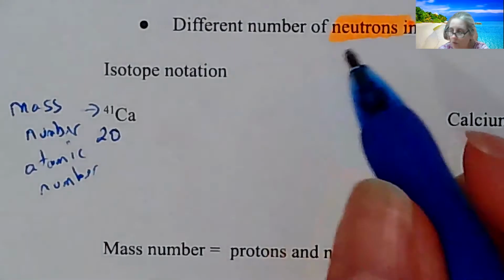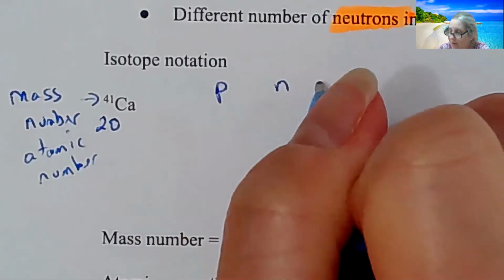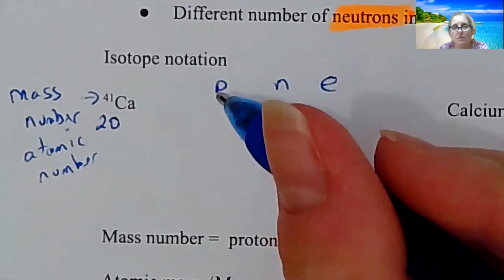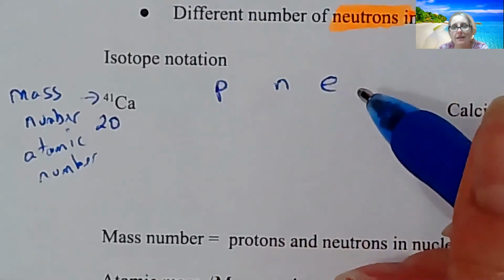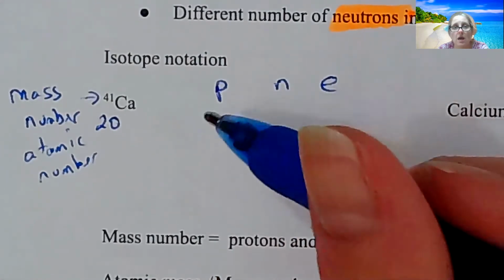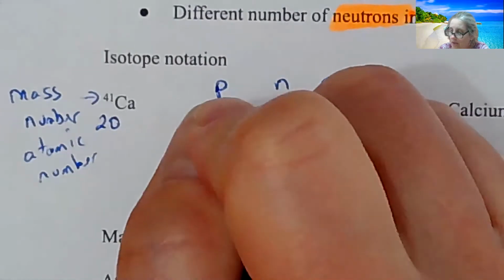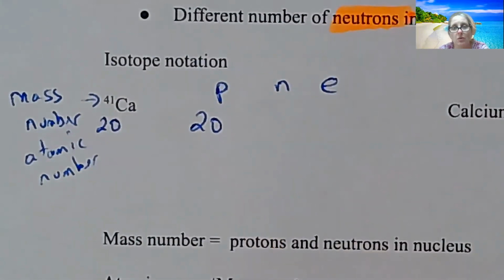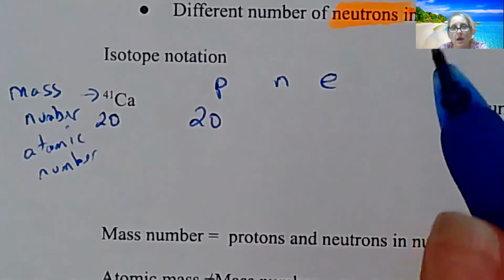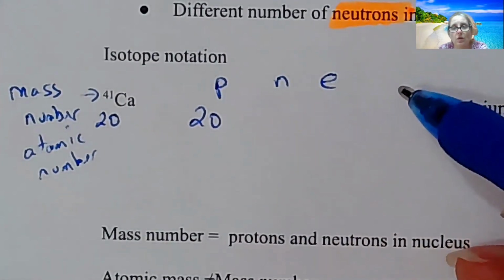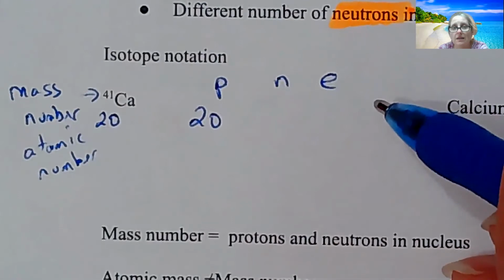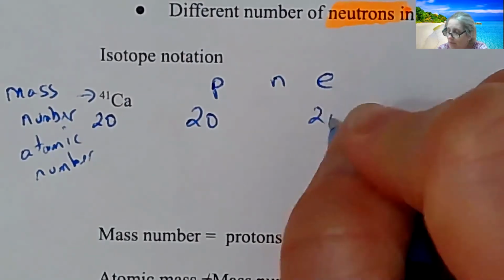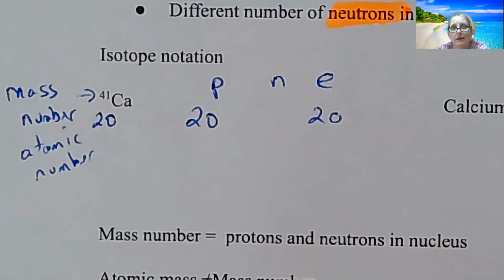Okay, so if I were to say how many protons, neutrons, and electrons, protons being P, neutrons being N, and E being electrons, the number of protons is going to be, again, associated with what element it is. So calcium is always 20, so it has 20 protons. Because I have no notice that it is anything but neutral, I'm going to have the same number of electrons. So that's going to be 20 electrons.